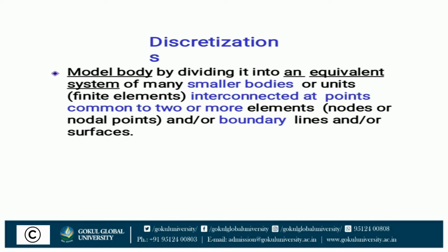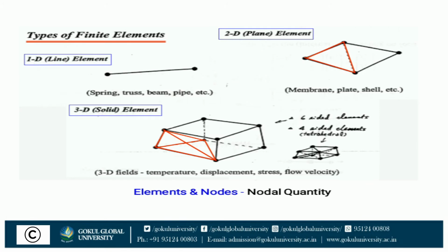We know that the heading of this chapter is finite element analysis, so you can understand what discretization is. It means finite: you have the actual system and you divide it into a number of finite elements to get the actual results, interconnected at points common to two or more elements, called nodes or nodal points, or boundary lines or surfaces.